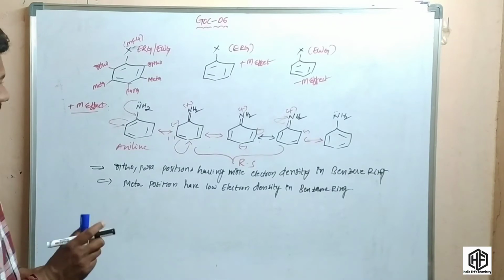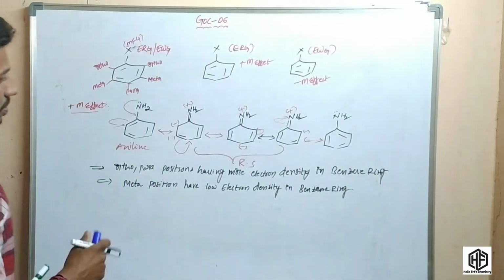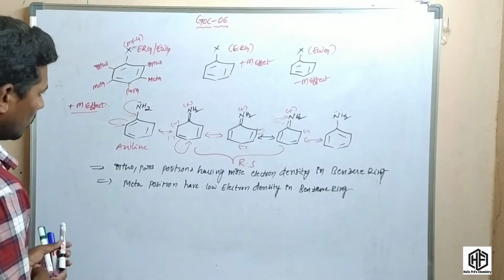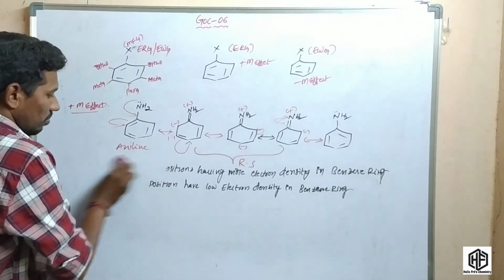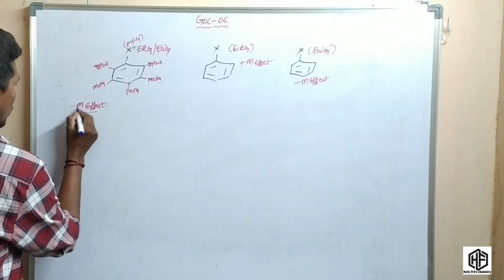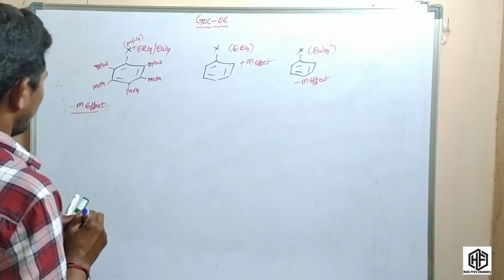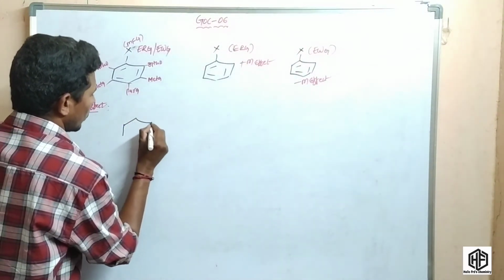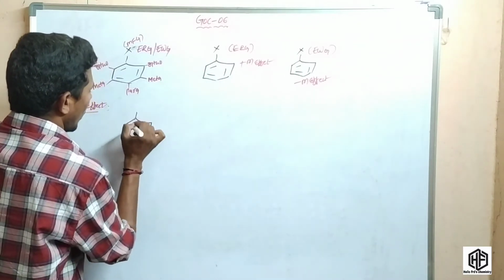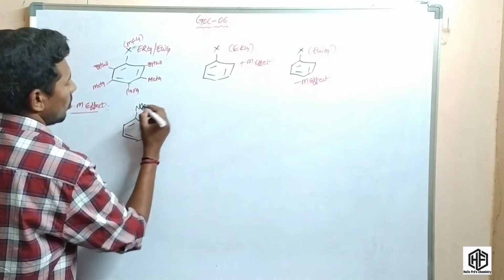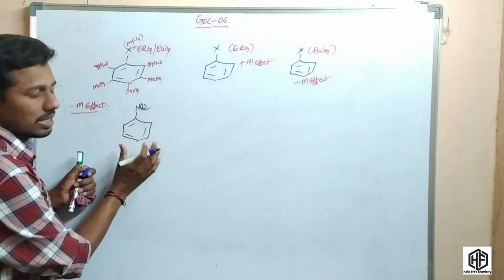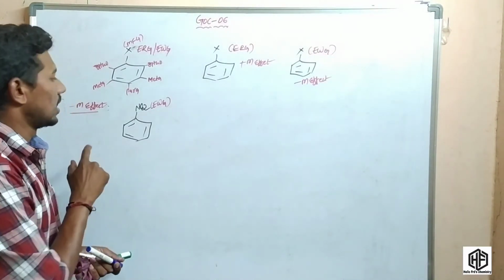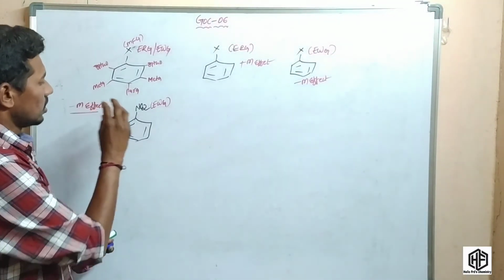Now we are going to learn about the minus M effect on the benzene ring. What is the minus M effect? The minus M effect occurs whenever the benzene ring is connected with an electron withdrawing group. For example, this is my benzene ring, with a double bond, connected with NO2, which is an electron withdrawing group. When the benzene ring is connected with an electron withdrawing group, it causes the minus M effect.